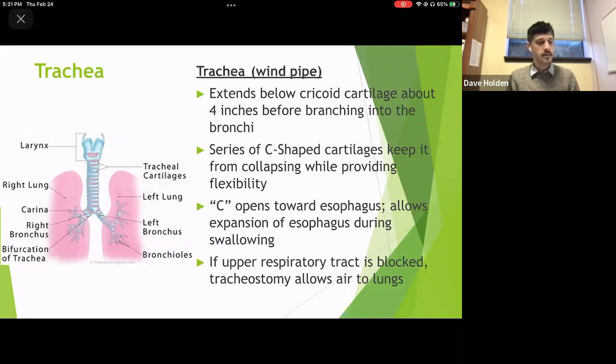Okay, the trachea extends below the cricoid cartilage about 4 inches before branching into the bronchi. So your trachea is only about 4 inches long, and it ends right about there. Right about the mid part of your chest is where your bronchi split off and go towards each lung. There is a series of C-shaped cartilages that keep it from collapsing while also providing flexibility. So the tube can bend around, but it doesn't collapse when we breathe in. The C opens towards the esophagus, allowing the expansion of the esophagus during swallowing. And if the upper respiratory tract is blocked, the medical procedure is a tracheostomy. We cut a hole in the trachea.